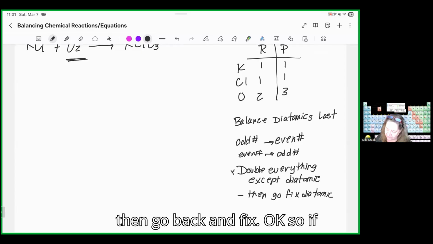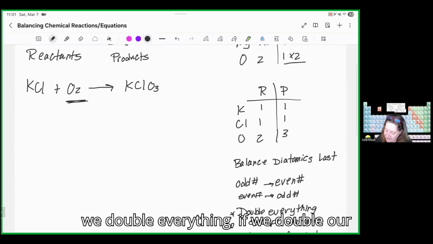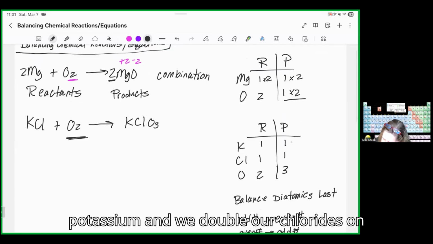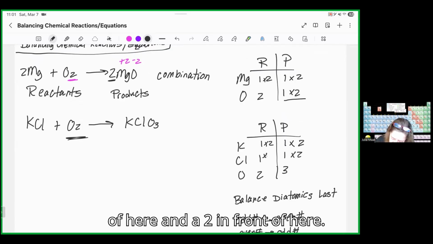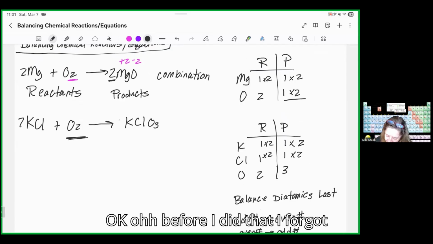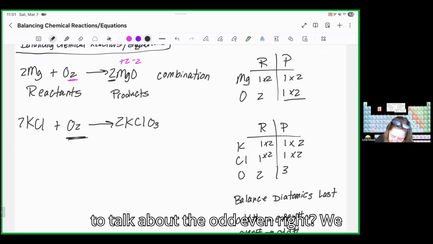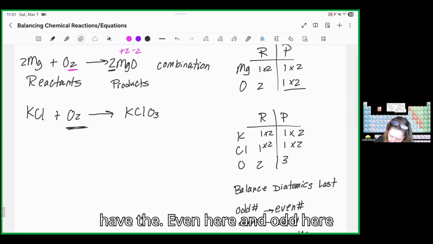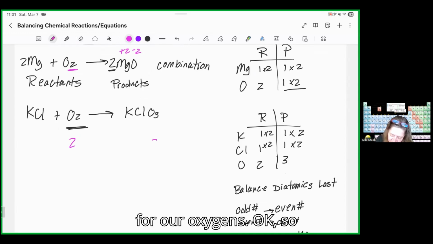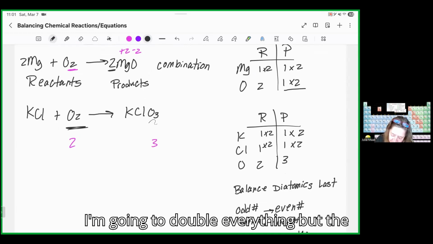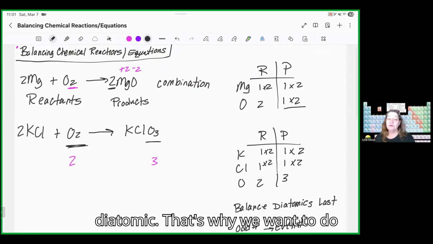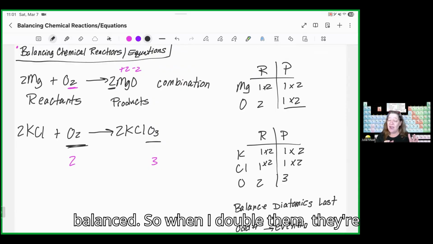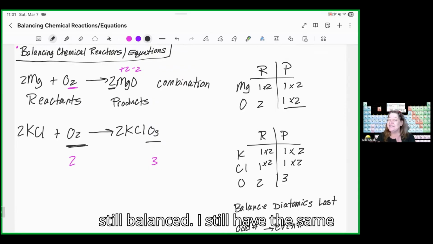Double everything, then go back and fix. So if we double our potassiums and we double our chlorides on both sides, I put a 2 in front of here and a 2 in front of here. Before I did that, I forgot to talk about the odd and even. We have the even here and odd here for our oxygens. So I'm going to double everything but the diatomic. That's why we want to do those first, because they're already balanced. So when I double them, they're still balanced. I still have the same number on both sides.